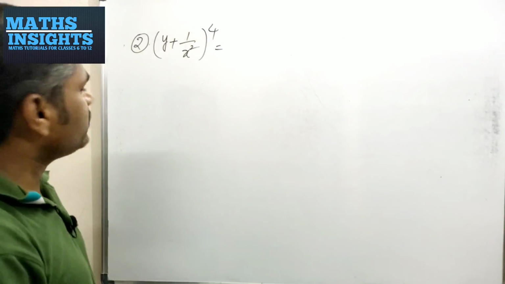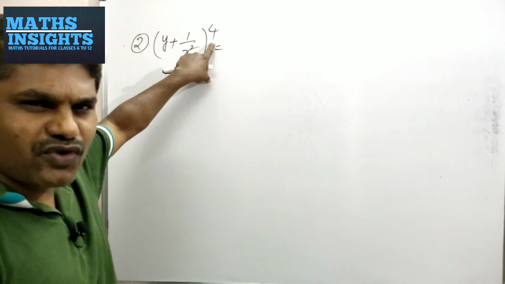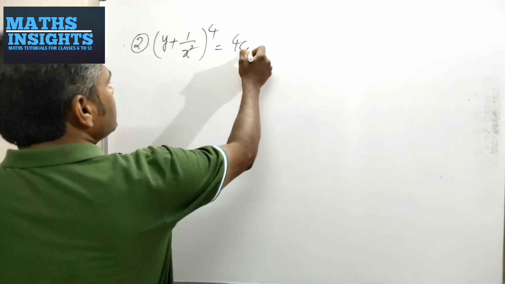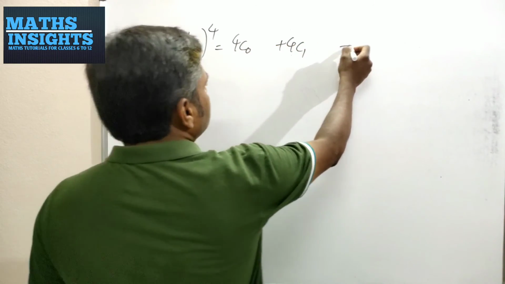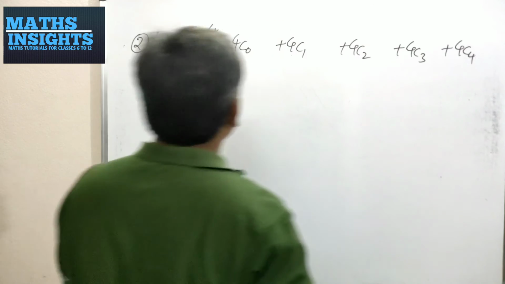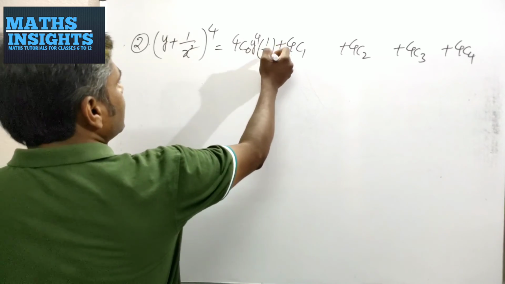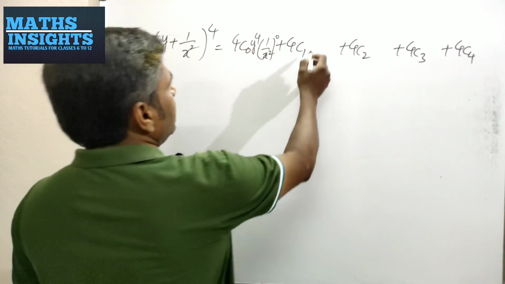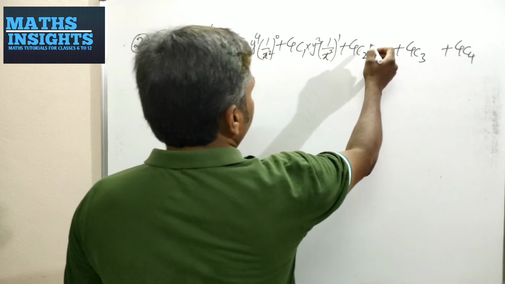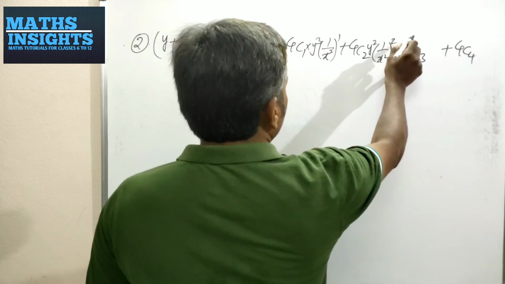This is the next problem which you are going to solve by using binomial theorem. See, the index is 4, so there will be 4 plus 1 terms, 5 terms. So starting with 4C0 plus 4C1 plus 4C2 plus 4C3 plus 4C4, that is the last one. So first term is y power 4 into (1 by x square) whole power 0. Next is y cube (1 by x square) whole power 1. Next y square (1 by x square) whole power 2.